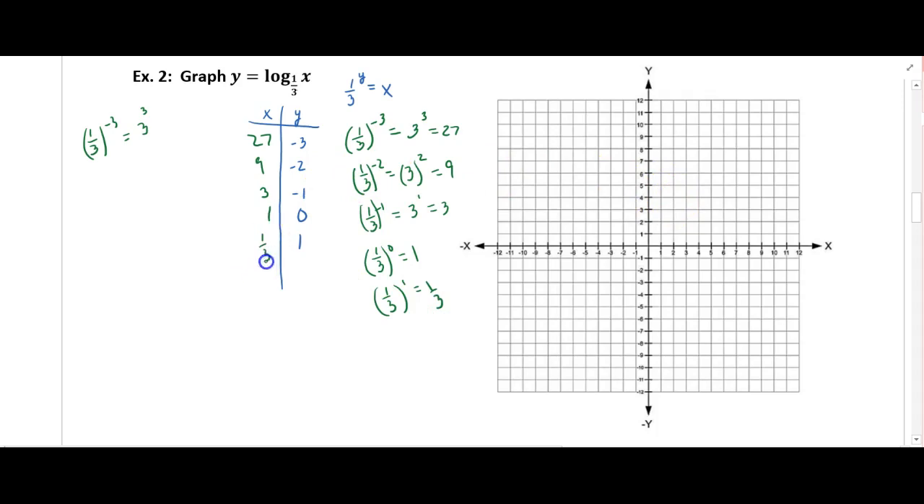So now, if we go to plot these points, 27 is going to go off the graph, no biggie. But 9, -2; 3, -1; 1, 0; and then 1/3, 1. If you look here, your asymptote for this still ends up being the y-axis, but if you remember, exponential decay starts high and gets low, right? This is the inverse of that, okay?